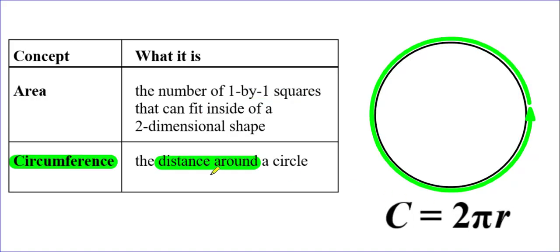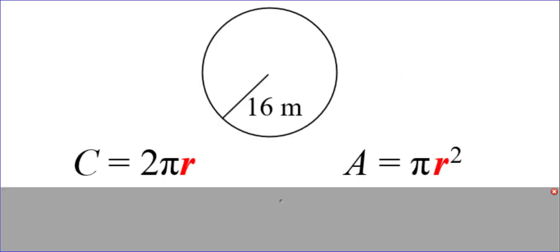Circumference, however, which is the distance around the circle, would be really difficult to measure. A ruler wouldn't work. You'd have to have a piece of string wrapped around. So again, we're going to use a formula in geometry. Again, it uses pi, but it's 2 times pi times the radius. All right, let's talk about these formulas.